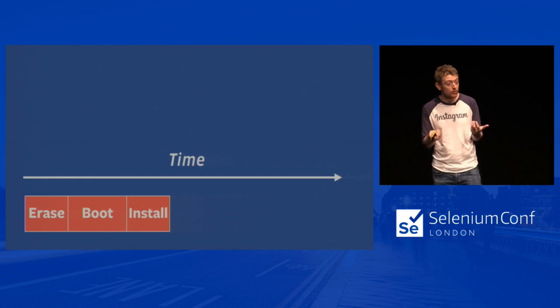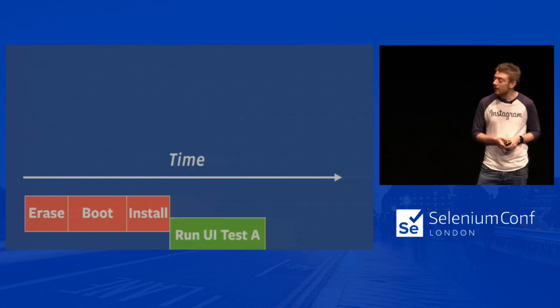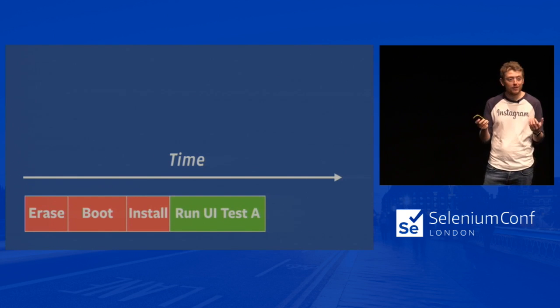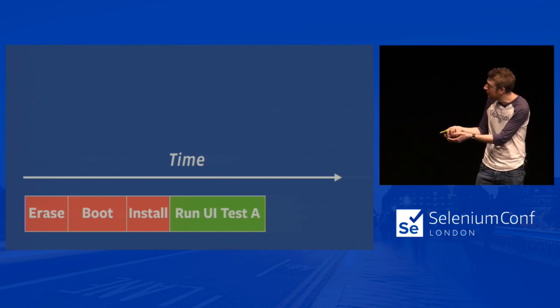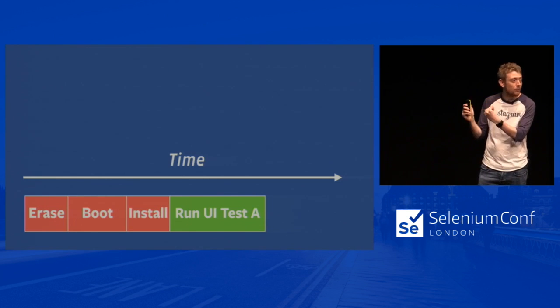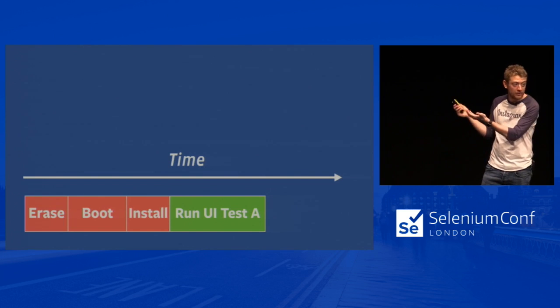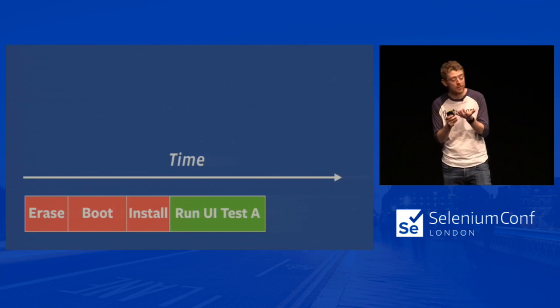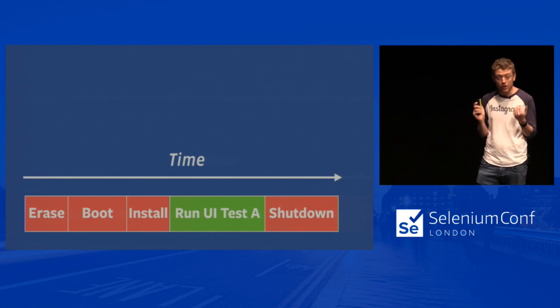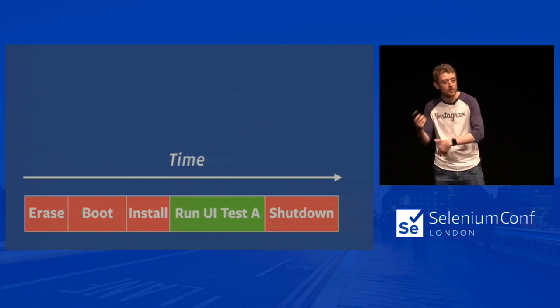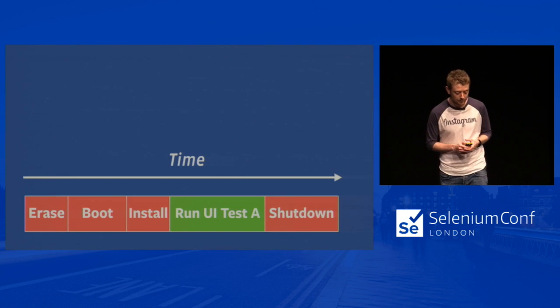Then you install the application on that simulator in order that you can run tests against it. Then you can finally run the UI test. As you can see, the prior steps are in red. The meat of what we want to do is in green here, which is run the tests. Everything else is in service of that, of running the test. Then we shut down the simulator. This is in order that we can start the process again.